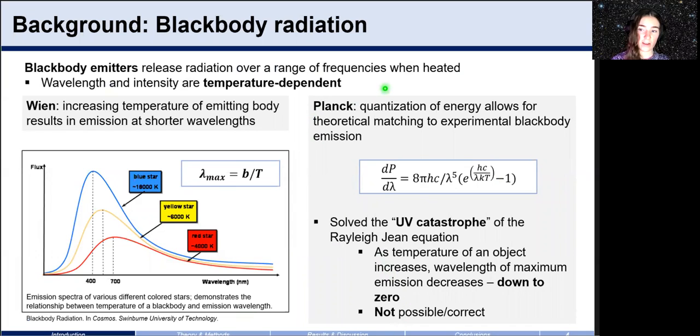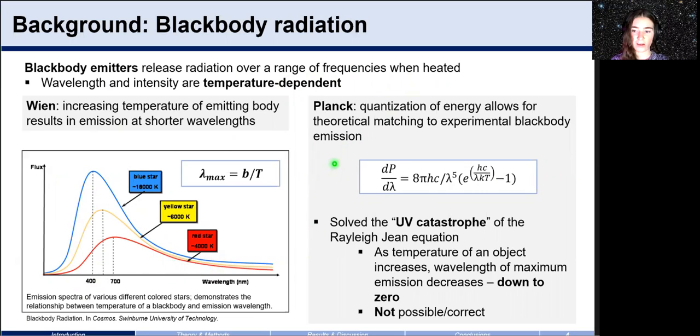On the other hand, blackbody emitters are important because they allow us to determine things like temperature or intensity solely based on wavelength of emission, or vice versa. And these types of emitters release radiation over a range of frequencies when heated. And the temperature of these emitters can be determined via Wien's equation, which basically just shows that hotter blackbodies emit shorter wavelengths of light. In this figure here, we have a blue star that emits a lower wavelength and is hotter than a red star that emits a longer wavelength.